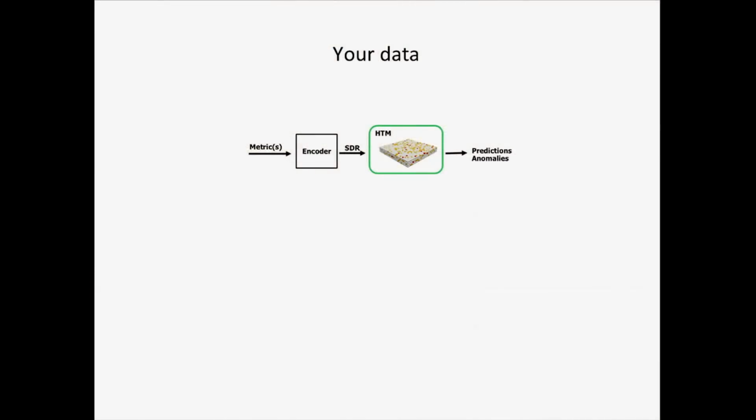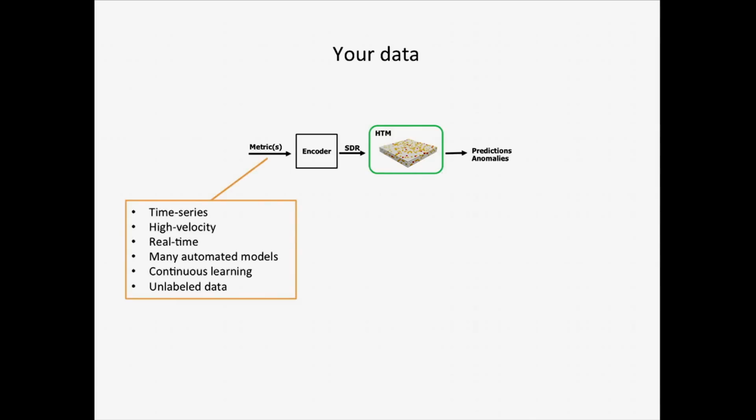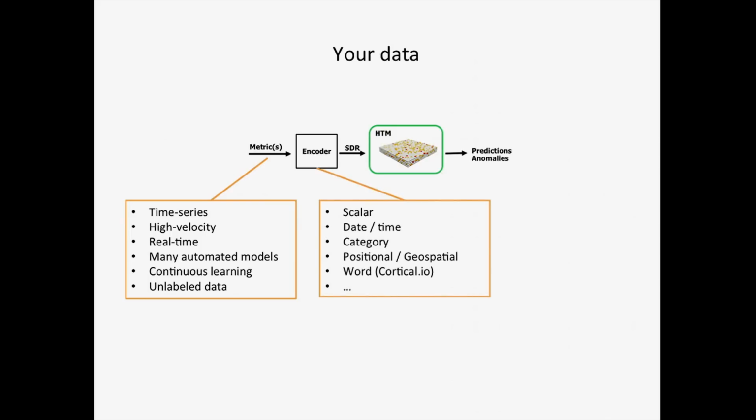So let's come back to your data. We have this system. We can feed in metrics, encode them, get SDRs, feed them through HTM, and get anomalies. If your data has all of these properties that we've talked about, then you can use an encoder that exists today. We have a bunch of encoders that you can use. There's a scalar encoder for converting numbers, a date time encoder for converting timestamps, a category encoder for encoding arbitrary categories, a geospatial encoder, and the word encoder by Cortical I/O.